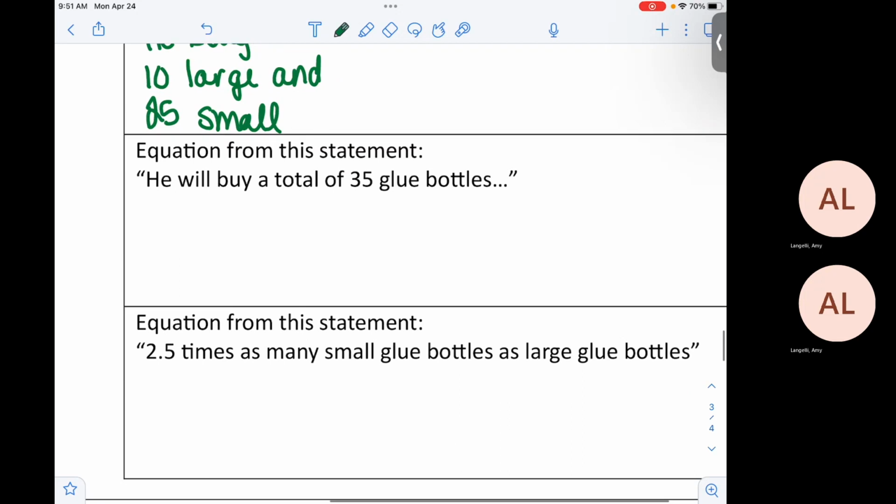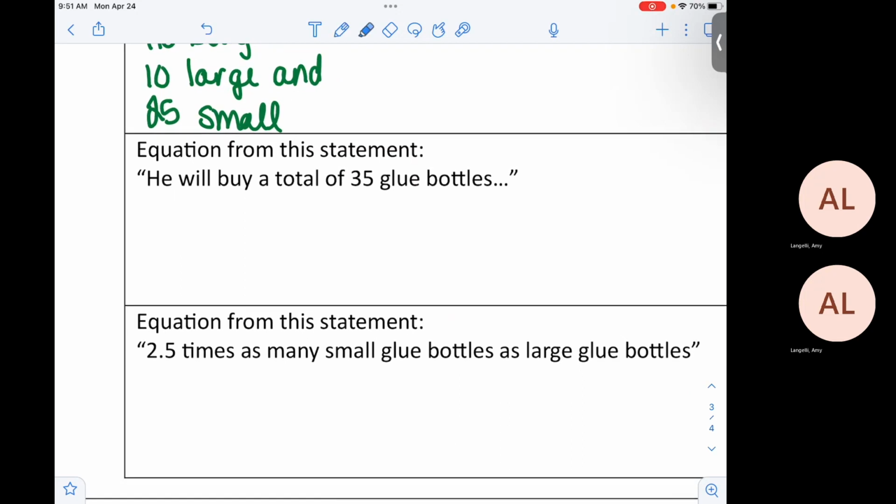What is this? He will buy a total of 35. What is that as an equation? Okay, so it's going to equal 35. What equals 35? There it is. Good. That is a skill that's improving immensely.